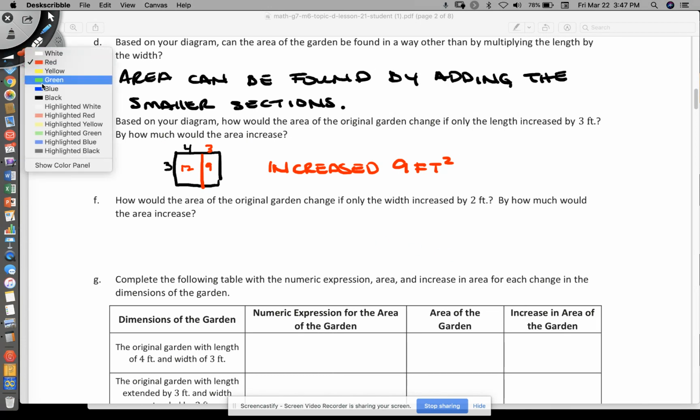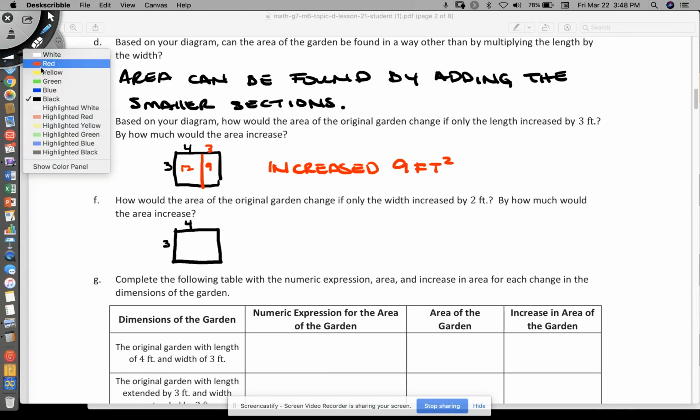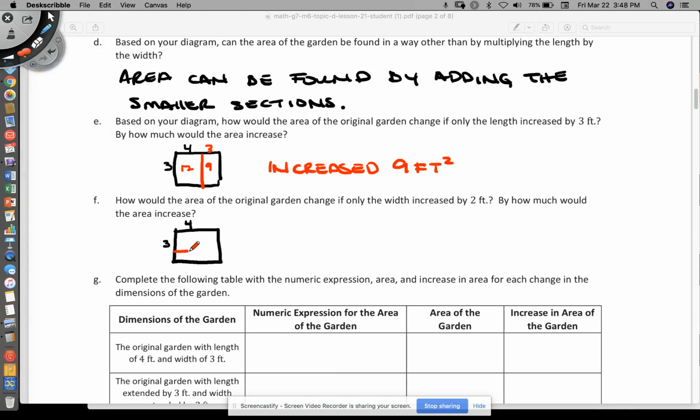All right, now the next question is asking the same similar thing. So I'm going to draw that box again just to give you a visual. And again, she originally had the 4 by 3. What if she only increased the width by the 2 and not the other side? Then she would have only gained that 8 extra square feet. So this would have only increased her square footage by 8 square feet.